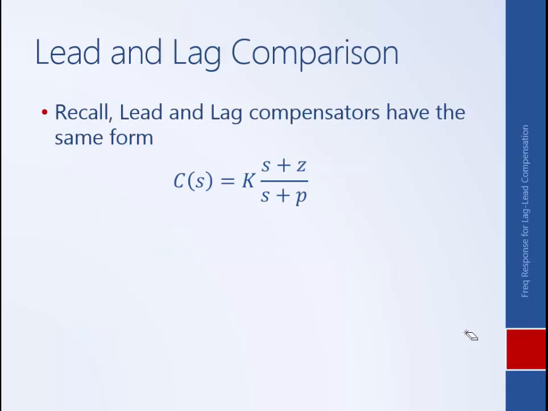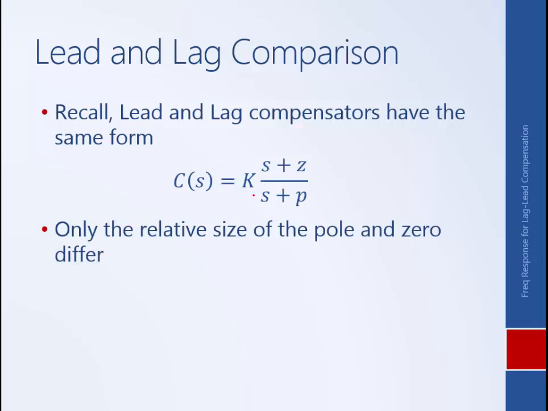So if we recall, lag and lead compensators have the same basic form. They have a gain and a single zero and a single pole. The only thing that's different is the relative size of the pole and the zero. In the case of a lead compensator, the zero is smaller than the pole, and so in that sense, we think of the zero as being slower and as dominating the response. It's opposite for a lag compensator. In a lag compensator, the pole is smaller, and so that dominates the response.